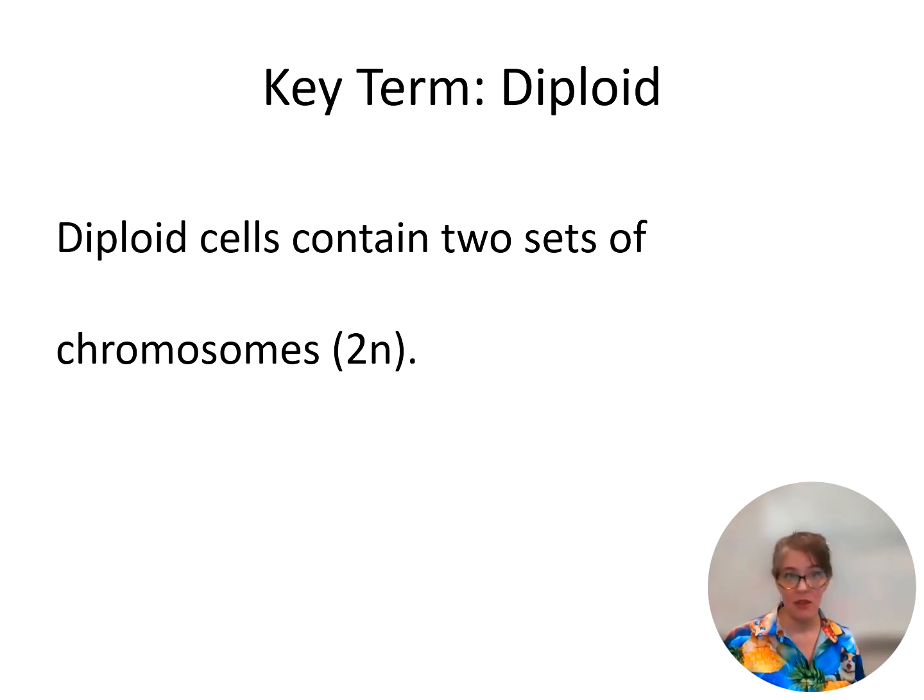Why does this matter? Well, diploid cells are important because they keep the full genetic information needed for your body to grow, repair, and function. Gametes, your egg and sperm cells, on the other hand, are haploid. They're just N. So that when they combine, the zygote becomes diploid again, 2N.